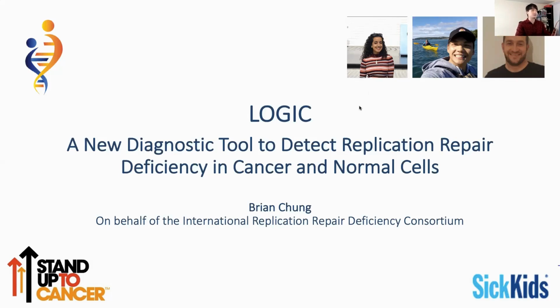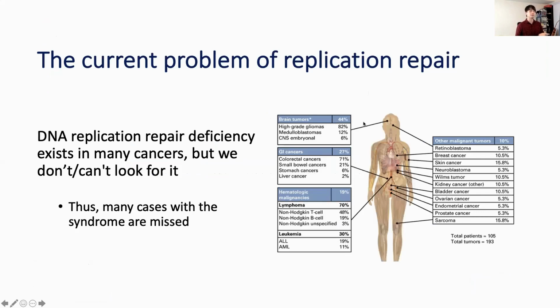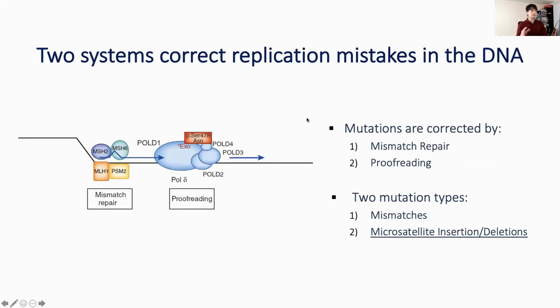But again, to reiterate the issue of what we're working on and why we're working on a diagnostic tool, the current problem of replication repair deficiency is it exists in many cancers, but we do not, or sometimes we cannot, look for it fast enough. So we miss many cases with the syndrome, and we're trying to tackle this problem using a new tool, which we call Logic. But before I get to how exactly that works, I want to recapitulate a little bit of how the replication repair works.